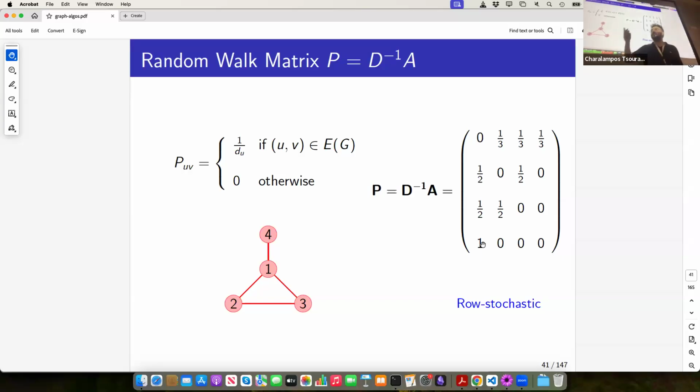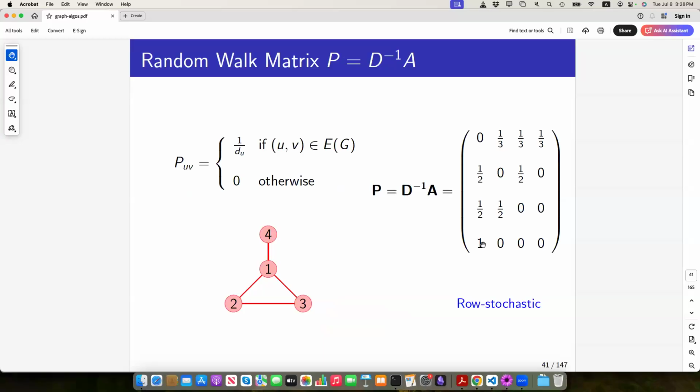Think that you are a random surfer. You start from some node, let's say 1. And then when you're at node 1, you choose one of the neighbors of 1 with uniform distribution. So I start from 1, and let's say I decide to go to 4. Then at 4, I choose one of the neighbors, again with uniform distribution. But since I have only one neighbor, I go back to 1. Maybe then I choose 2. So this creates a random trajectory, which is encoded by this Markov matrix.